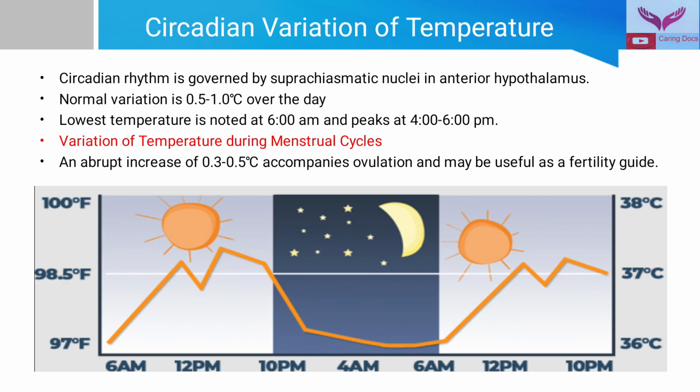Similarly, we see the variation in temperature during the menstrual cycle also. Before that, we can see there is an abrupt increase of 0.3 to 0.5 degrees Celsius in temperature during ovulation, and it may be helpful or useful as a fertility guide.